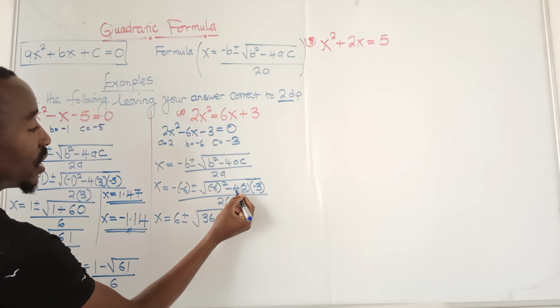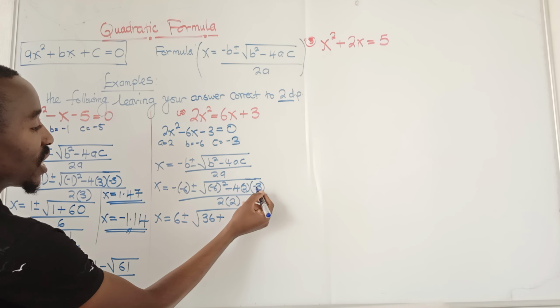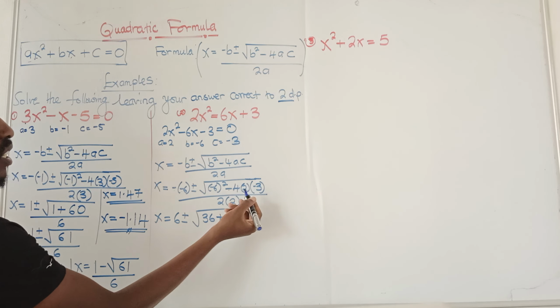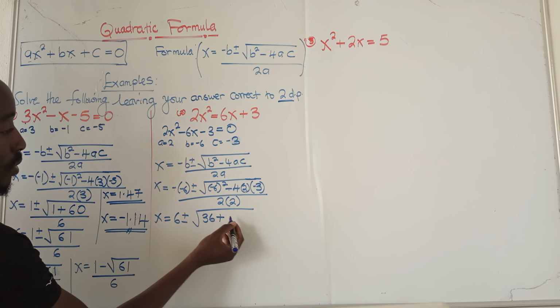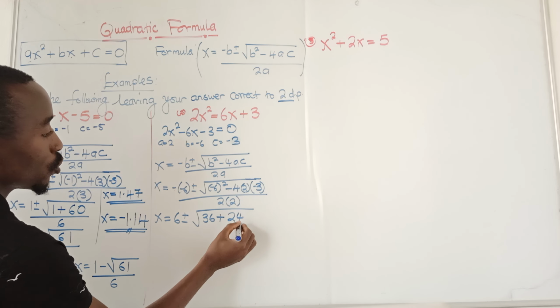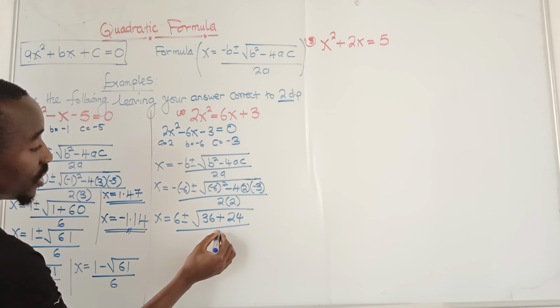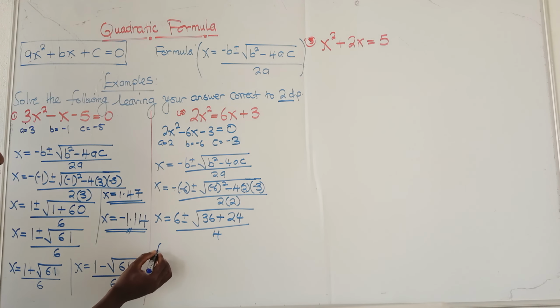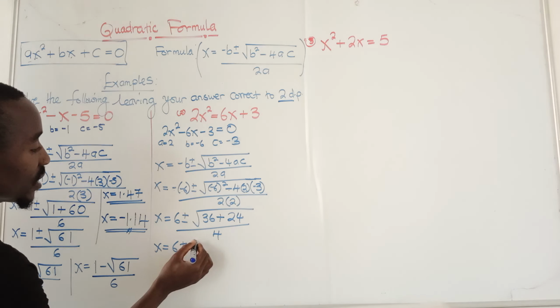Okay, so here we say 4 times 2, it is 8. 8 times negative 3, that is negative what? Negative 24. Negative 24 times this negative gives us positive. So here we say it is 24. Okay? Over 2 times 2, it is what? It is a 4. Okay, therefore, x will be equals to 6 plus or minus.